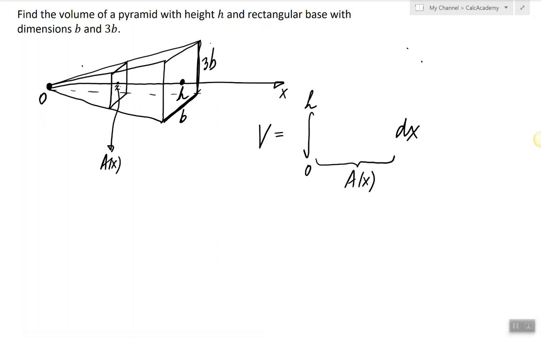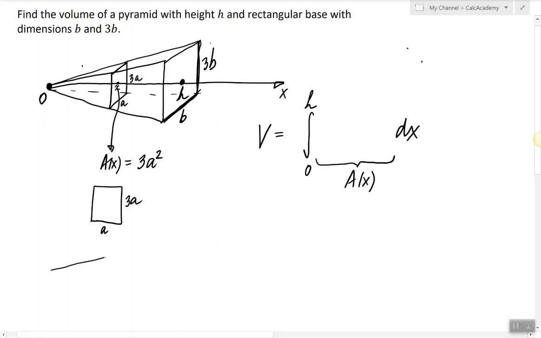The cross section is a rectangle, and this rectangle is similar to the larger rectangular base, so we can assume that its dimensions are a by 3a, and then the area of this rectangle is simply 3a squared, where a is this length and 3a is this length. So now we just have to figure out the relation between a and x.